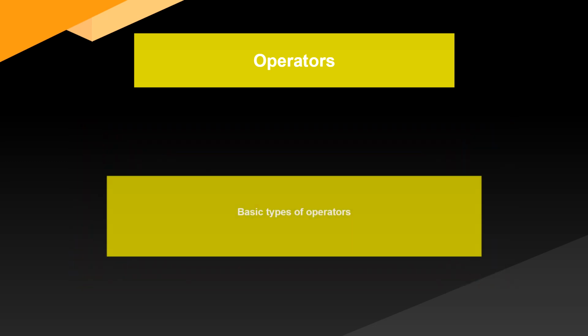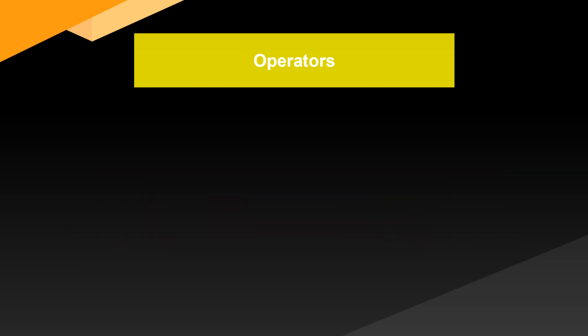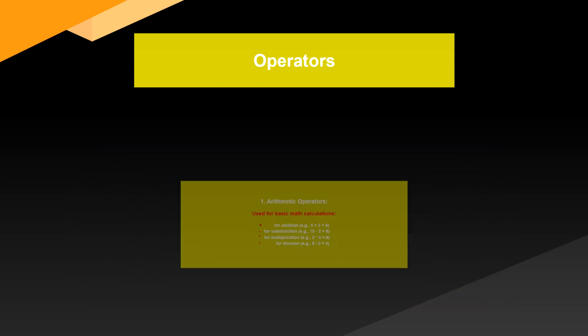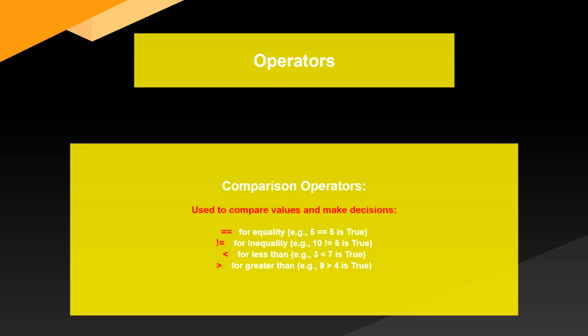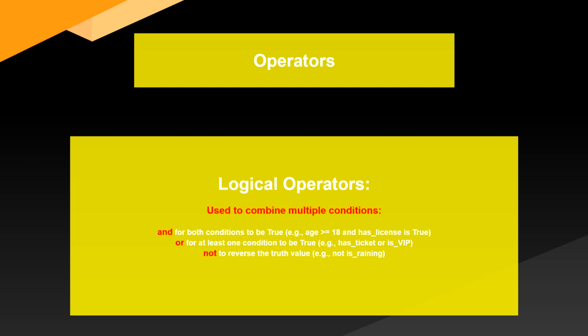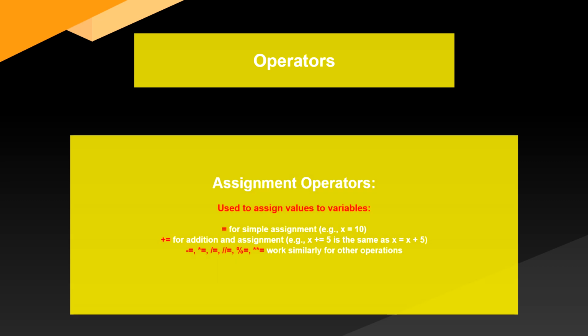Here are some basic types of operators in Python. Arithmetic operators. Used for basic math calculations. Comparison operators. Used to compare values and make decisions. Logical operators. Used to combine multiple conditions. Assignment operators. Used to assign values to variables.